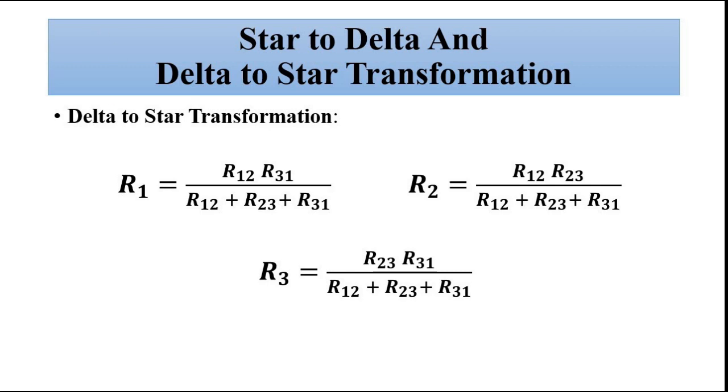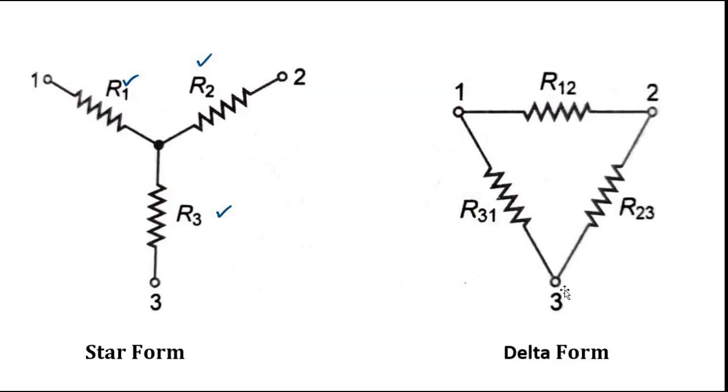Here, if you notice, a pattern is emerging. This denominator is constant in every conversion formula, whether it is for R1 or R2 or R3. This denominator is constant. And in the numerator, see here it is R1. R1 we want to find out, that is this resistor value. In star we are given this delta form, we want to get the R1, R2 and R3 values in terms of R12, R23 and R31.